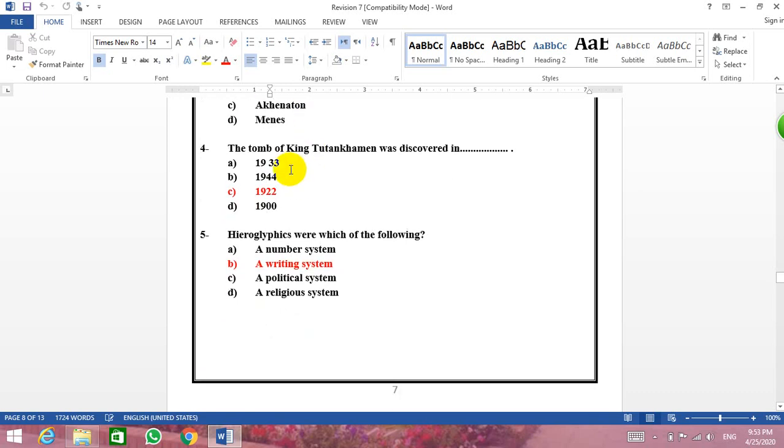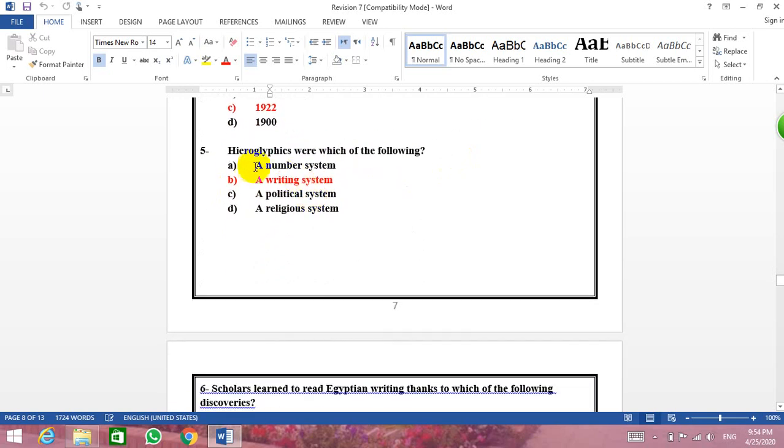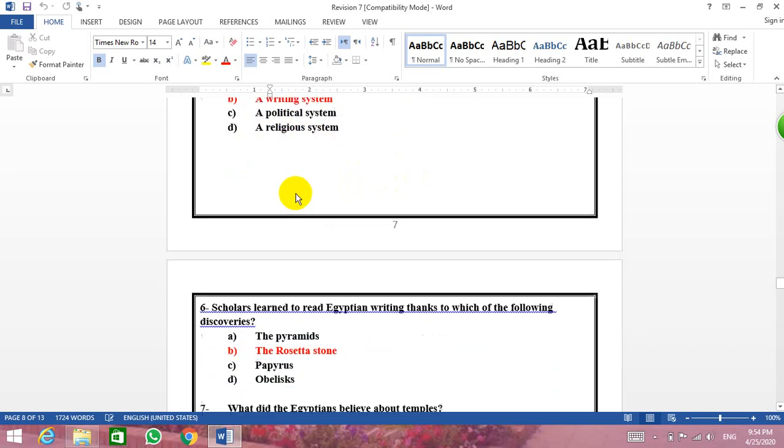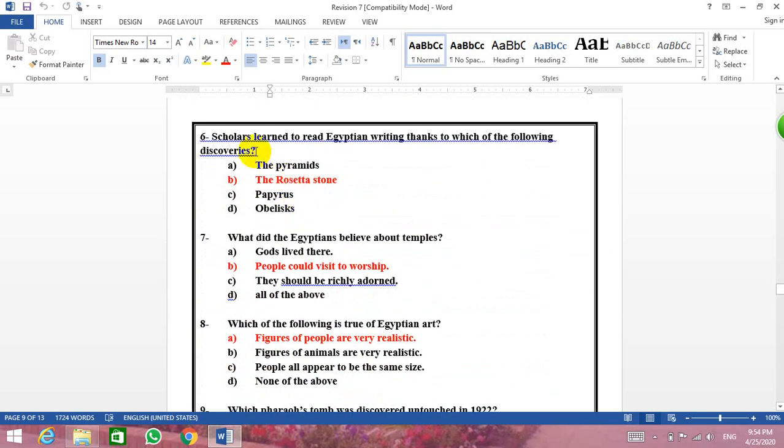Point number 4. The tomb of King Tutankhamun was discovered in 1922. Option C is the correct answer. Hieroglyphics were which of the following? You have 4 options. Hieroglyphics was a writing system. Option B. Point number 6. Scholars learned to read Egyptian writing thanks to which of the following discoveries? The Rosetta Stone. Option B is the correct answer.